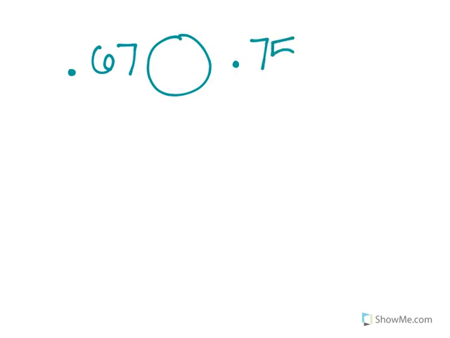Try this one for me. Let's do 0.67 compared with 0.75, and we're going to use strategy number 3 for this one. So I'm going to start at the tenths place because that's my first place. Are 6 and 7 the same? No, they're not. So then I think, is 7 or 6 bigger? Well, 7's bigger. So in the end, 0.75 would have been bigger than 0.67.